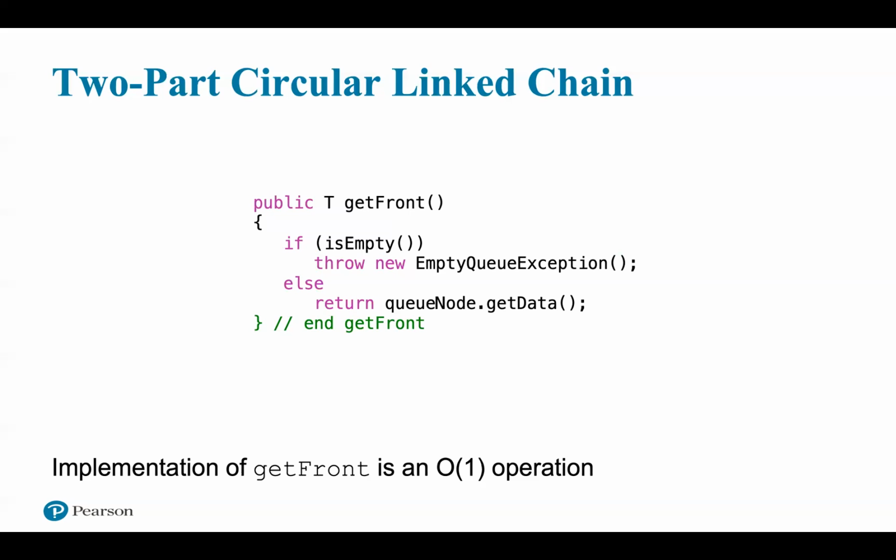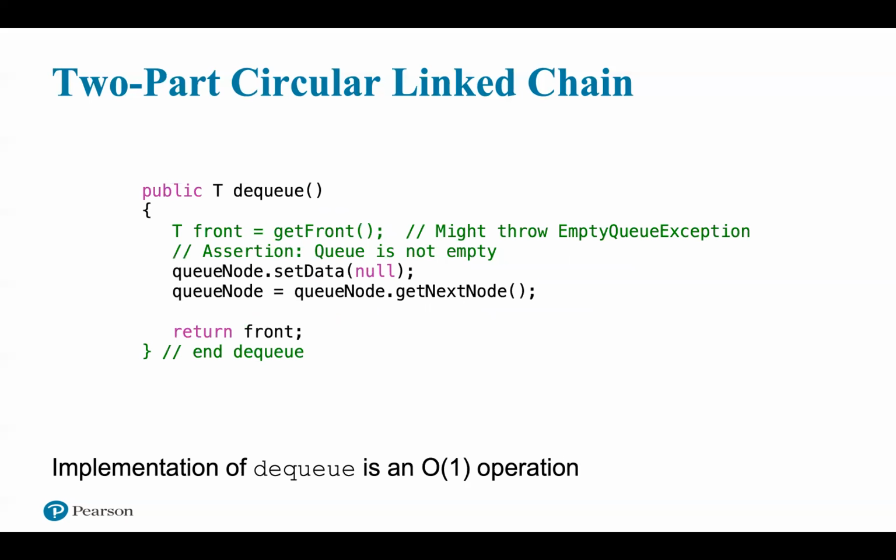So here is the method for retrieving the front. If the queue is not empty, queue node references its front node. And so therefore the method getFront is straightforward. For removing the front, the method dequeue returns the entry at the front of the queue. It then moves the node at the front from the queue's part of the chain to the available part simply by advancing queue node.